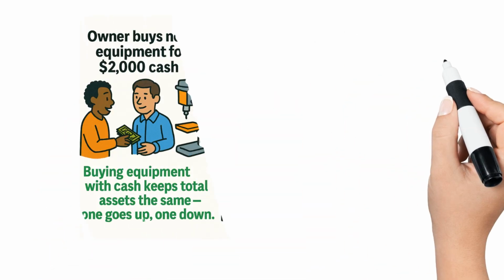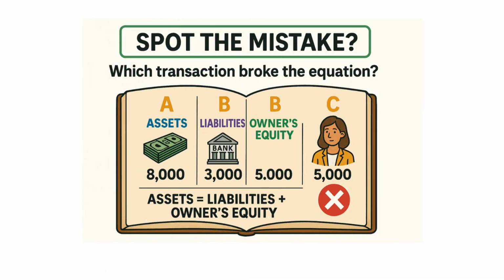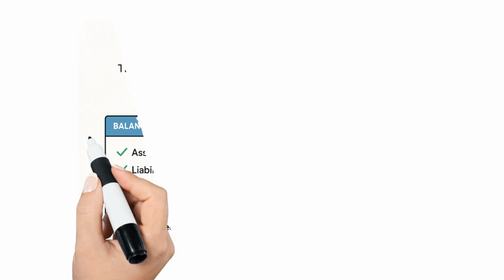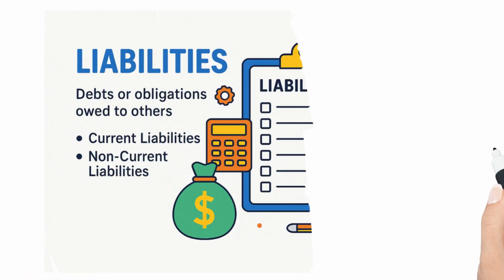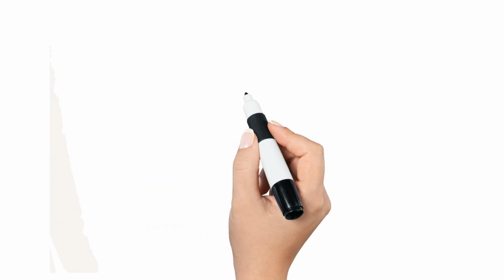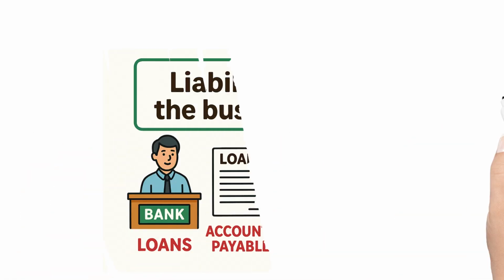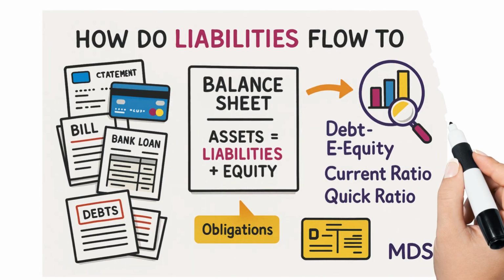What if you need more cash and decide to take out a $5,000 loan from the bank? Your cash, an asset, increases by $5,000. But now you have a new loan, which is a liability. Your liabilities also increased by $5,000. Assets went up and liabilities went up. Balanced again. You see the pattern?